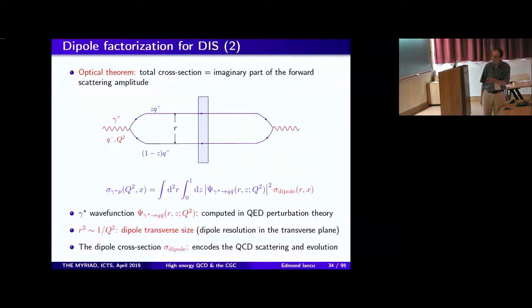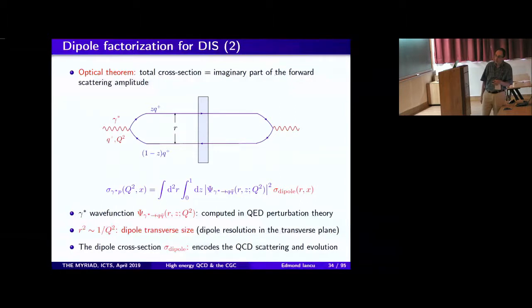So that's the probability for the splitting of the gamma star into a q qbar pair. And then what remains is the QCD part, what I call sigma dipole, the total scattering cross section between the dipole and the nucleus. That's given by QCD. That's a non-trivial part that we'd like to compute. That is QED, it's trivial; that's non-trivial, it's QCD.